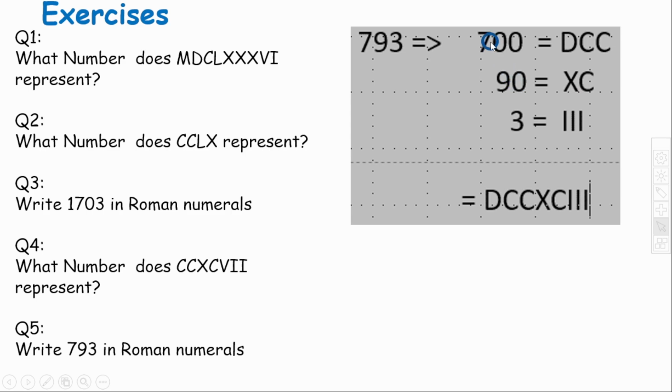So that is XC. Then 700 is 500 plus 200. That is 700. D is 500. CC is 200. That's DCC. So the next thing is that we now join all these codes together. We have DCCXCIII. That's our final answer, which is quite straightforward.